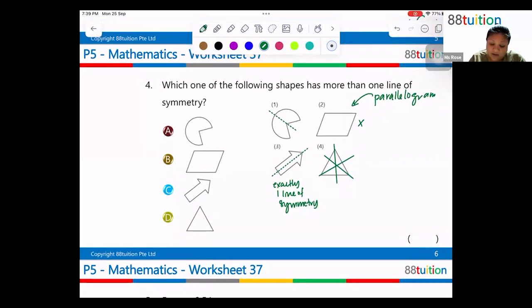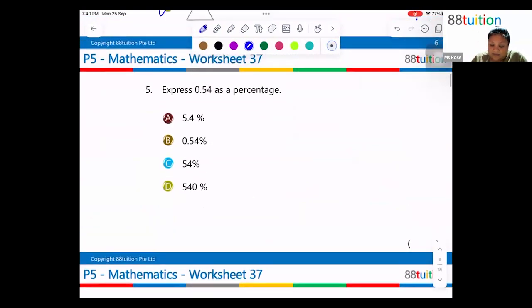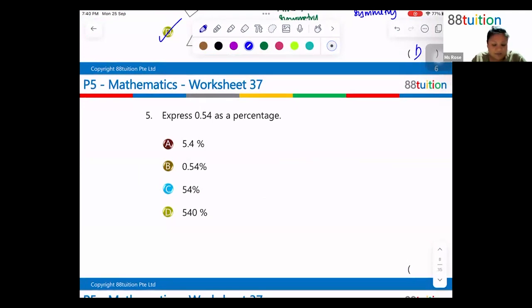If you look, the triangle has 3 lines of symmetry. The question says more than 1, so that's D. Please be very careful when you're doing lines of symmetry.